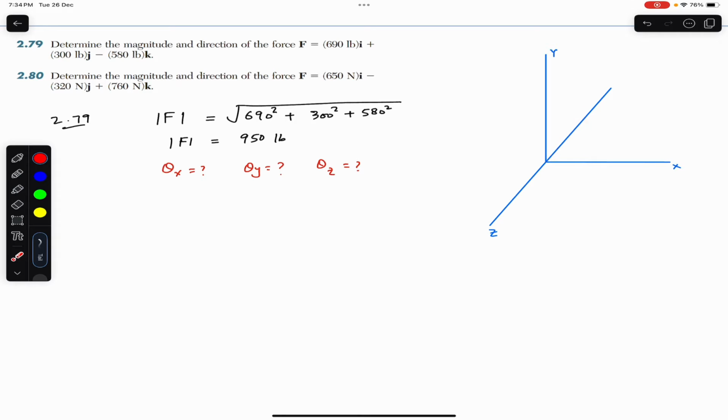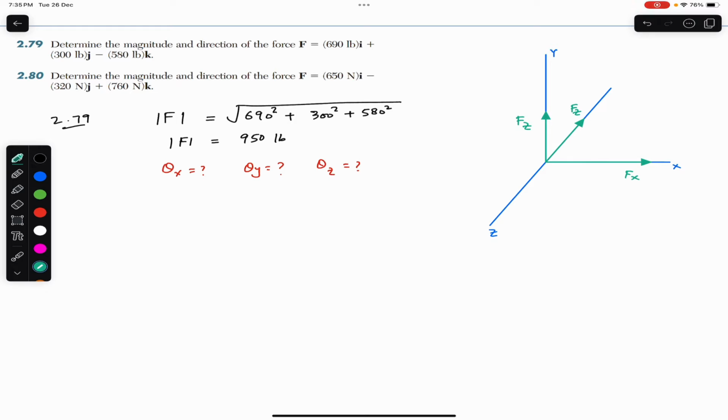So now let's draw those components. So we will have the x component like this. This is f of x. Then we have f of y. F of y is 300. So this is f of y, and then we have f of z. This is f of z.